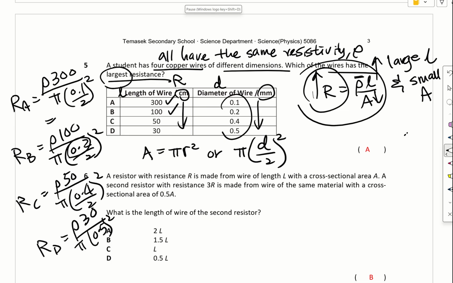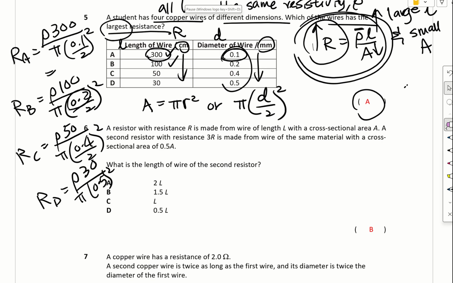Actually, we don't really need to work it out, because I see that the length for A is the largest, and the diameter, which means the area, will be the smallest. Because the diameter is the smallest, therefore the area will be the smallest. So this is what I want from here. Therefore the answer is A.